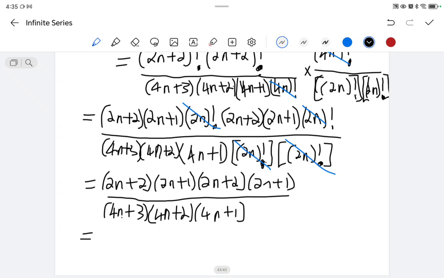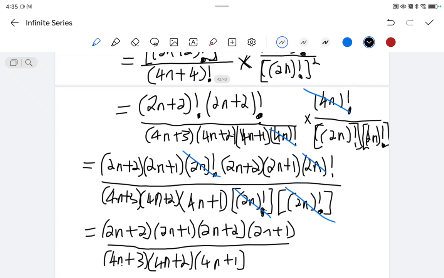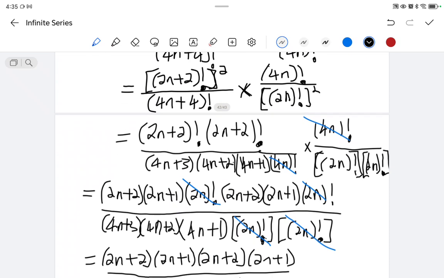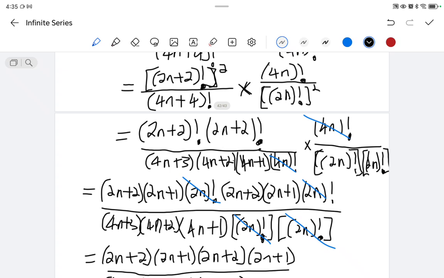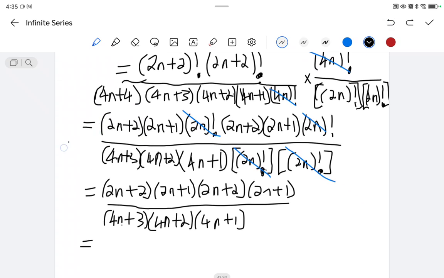Did I leave anything out here? 4n. Let me see, this one was 4n. Oh, I forgot this here, because the other one is 4n plus 4. Yeah, it started from 4. So I must keep on adding it here: 4n plus 4 and 4n plus 4.